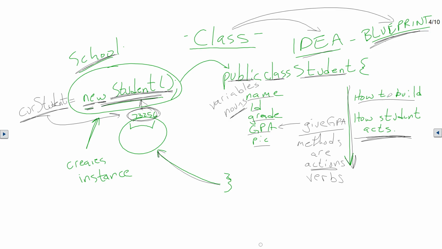All right, but I want to remind you how this works. So over here in school, I need to build a new student. I just had a new student come in, so I name it current student. I build it, new student with the parentheses, so that's calling the constructor. It goes over to the student class, reads through the file and says, what do I need to do? What values does this thing have? What methods is it going to have so I can associate them with it?